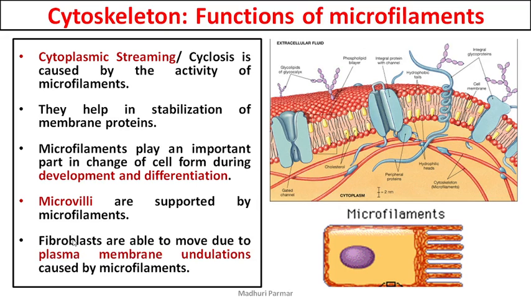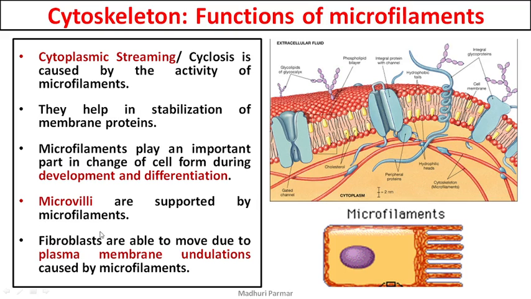Fibroblasts are again cells you must have heard of when you study animal tissues. Can you remember areolar tissue? Areolar tissue having fibroblast. Fibroblast actually secrete different extracellular matrix, like collagen, elastin. Fine. So fibroblasts are able to move due to plasma membrane undulation. Undulation is wave-like movement. Have you seen a wave on a beach? That movement is called undulation. So the plasma membrane undulation in fibroblast is happening because of microfilaments.